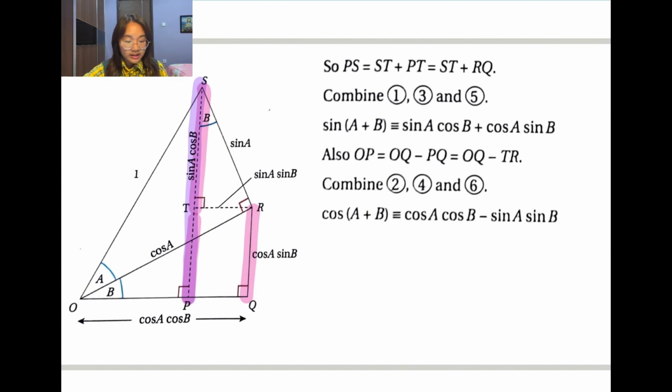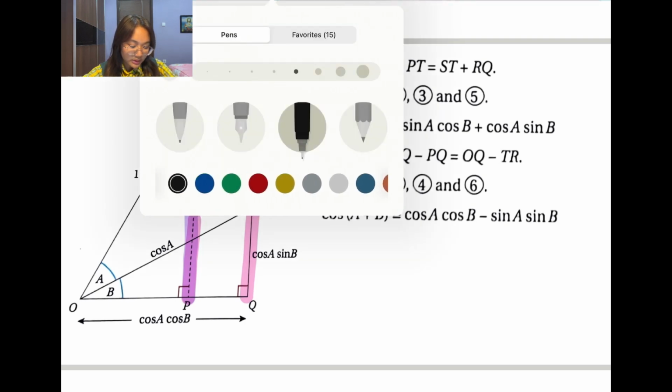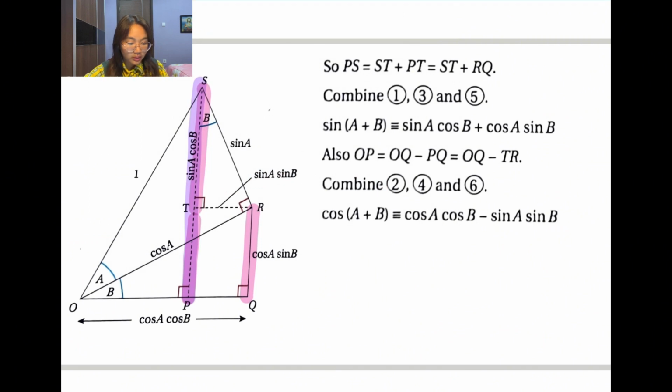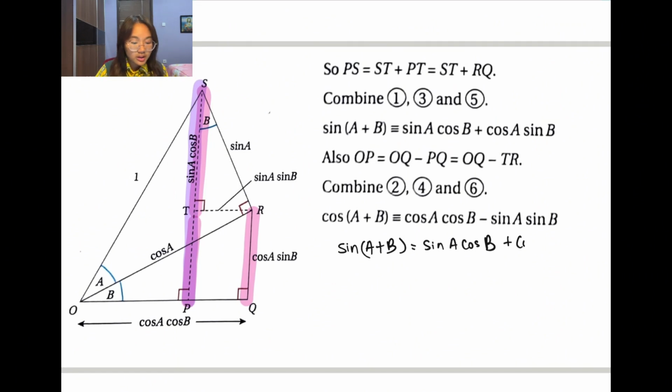So here you can see the PS we have here. The PS here is sin A plus B, equals the ST, which is sin A cos B, and then we're going to add it with the QR, which is cos A sin B. And then there you go, you have the first formula, which is sin A plus B equals sin A cos B plus cos A sin B. Now, we also have this other one, so we're going to count it too.